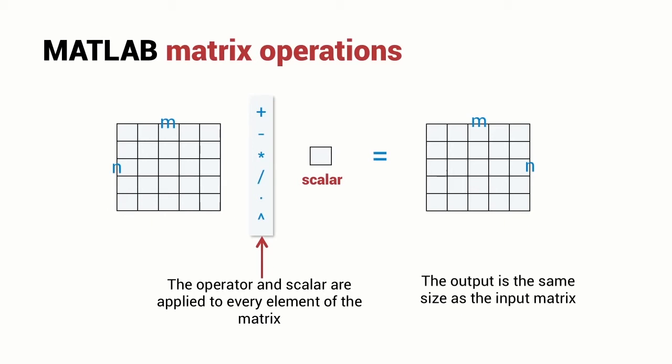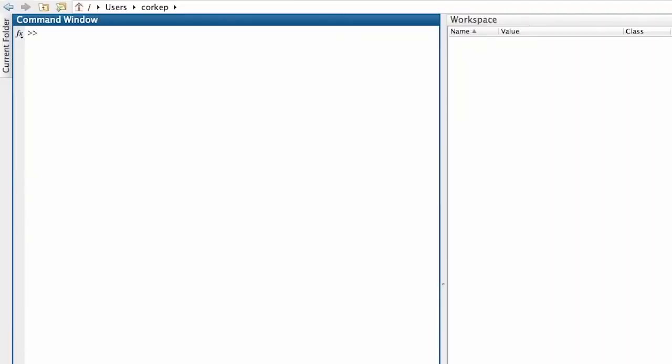So we don't have to write loops to go through and add the scalar to every element of the input matrix. MATLAB will do it for us, and we use the shorthand notation of a matrix operator and a scalar. So we can add a constant to every element in a matrix, subtract a constant, multiply, divide, raise every element to a power, and so on. We're going to demonstrate this now with a real example.